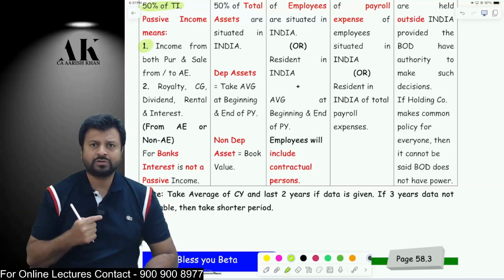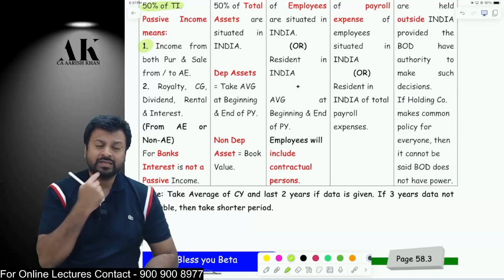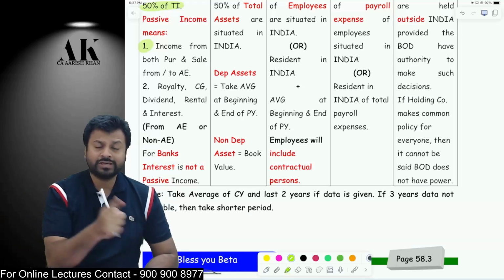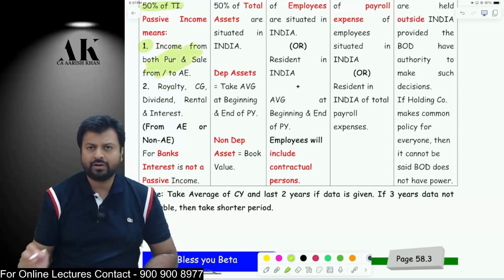When I purchase from an associate enterprise and sell to an associate enterprise, that is passive income. But if I purchase from an associate and sell to a non-associate, that is not passive. When I purchase from a non-associate and sell to an associate, that is also not passive. Only when both purchase and sales are with the associate enterprise can it be called passive income.